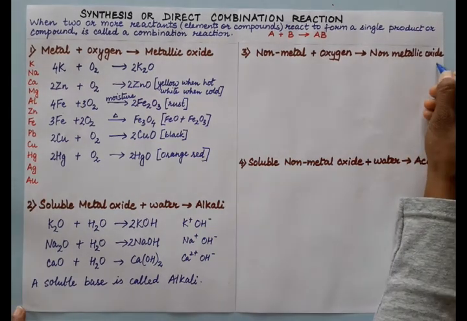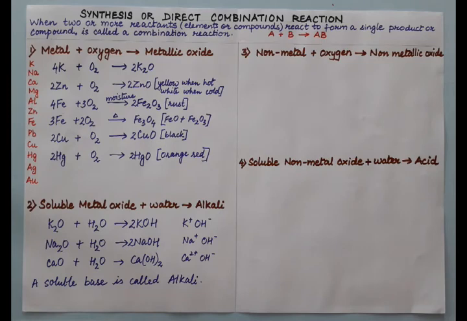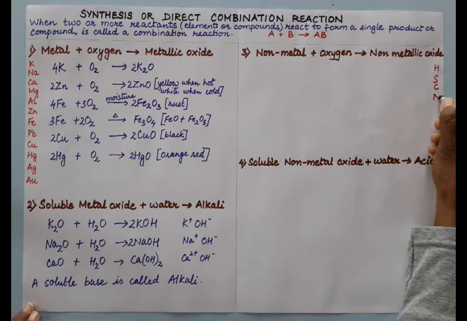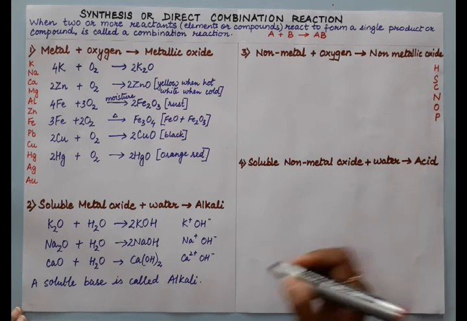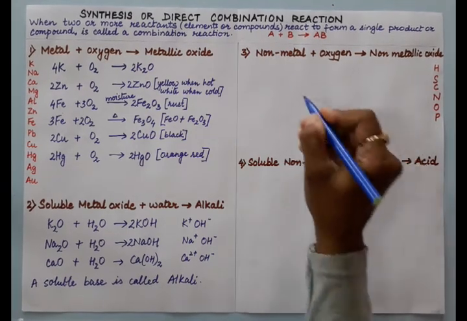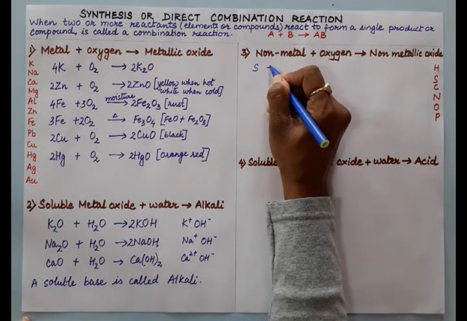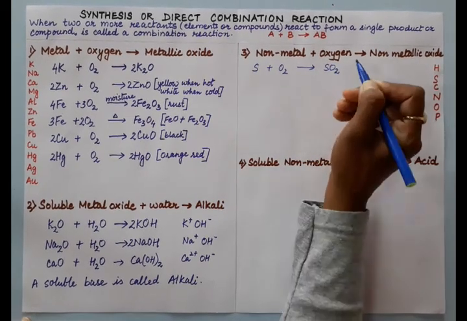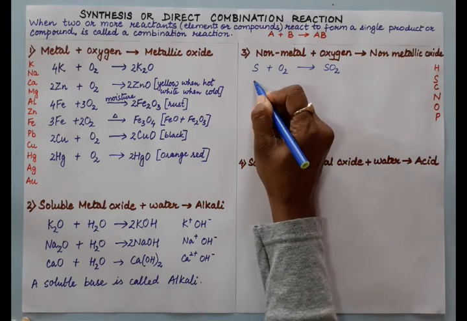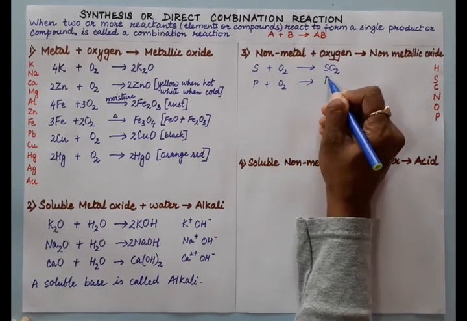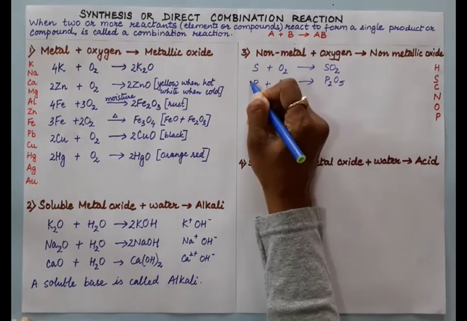The non-metals in our syllabus are remembered as HOME SC NOP: hydrogen, sulfur, carbon, nitrogen, oxygen and phosphorus. These are the most common non-metals in our syllabus. So let us take the example. When sulfur reacts with oxygen, we get sulfur dioxide, SO2. When phosphorus reacts with oxygen, we get P2O5, phosphorus pentaoxide. Now we have to balance this.